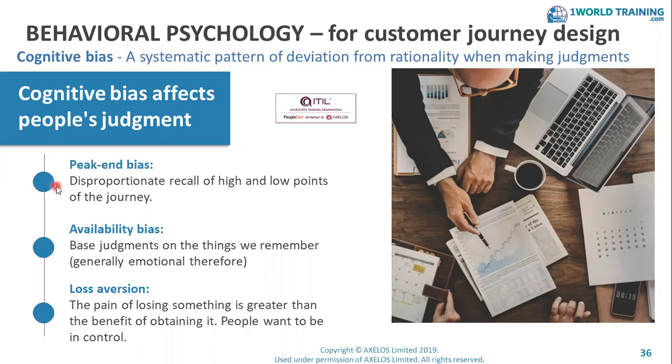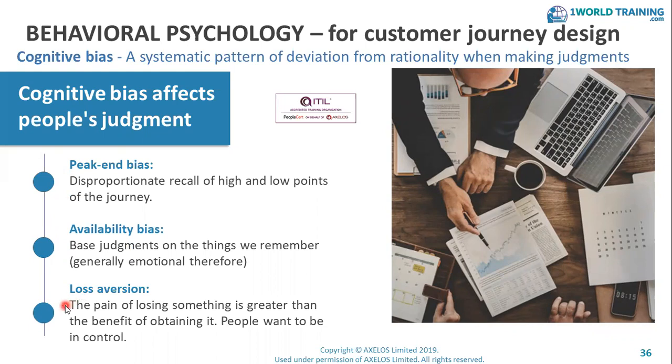Peak end bias, wherein people disproportionately recall either high points or low points of their journey. For example, when they are extremely dissatisfied, they may remember that much more, or when they are extremely delighted, they may remember that much more. Availability bias bases judgments on the things we remember. Even though I mentioned remembrance in the peak end bias, the peak end bias is more about the recalling of the high and low points. But the availability bias is based on any kind of memory which connects strongly to the emotions.